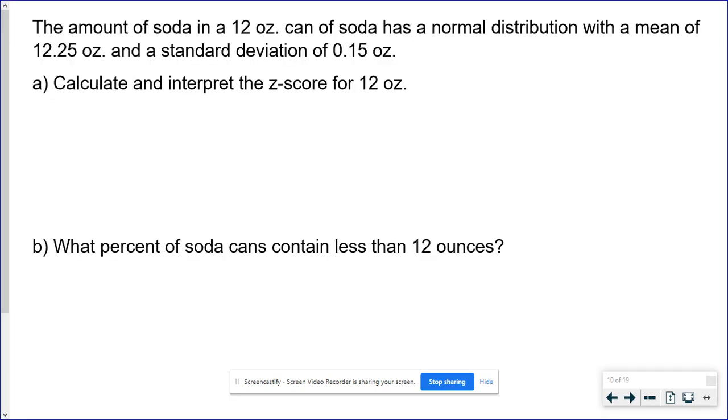In this video, I'm going to teach you how to find a z-score and then use the z-score table. So in this question, it says the amount of soda in a 12-ounce can of soda has a normal distribution with a mean of 12.25 and a standard deviation of 0.15.